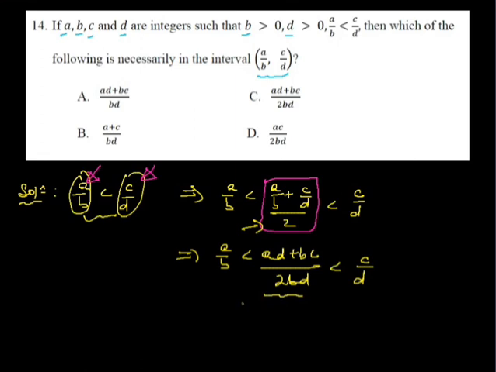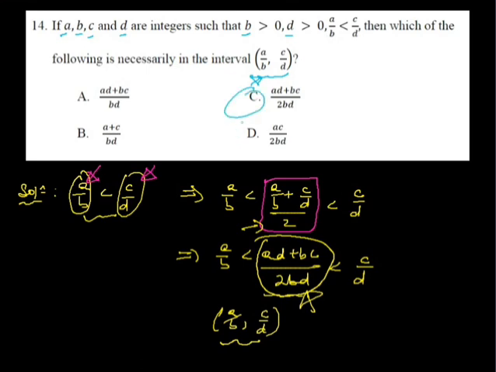ስለዚህ ምን እናደርጋለን ማለት ነው? This number is in the interval a over b up to c over d እንላለን ማለት ነው። This is always true. ይሄ number ሁሌም እዚህ ኢንተርቫል ውስጥ አለ። So ጥያቄው እዚህ ኢንተርቫል ውስጥ ሁሌም መገኘት የሚችለው የትኛው ነው የሚለው። So our answer will be C.